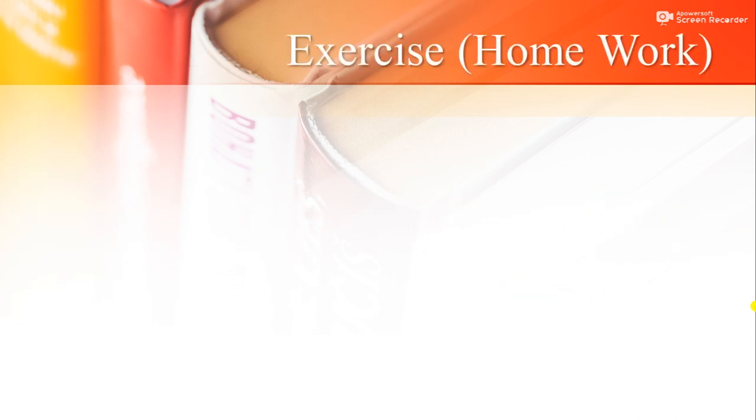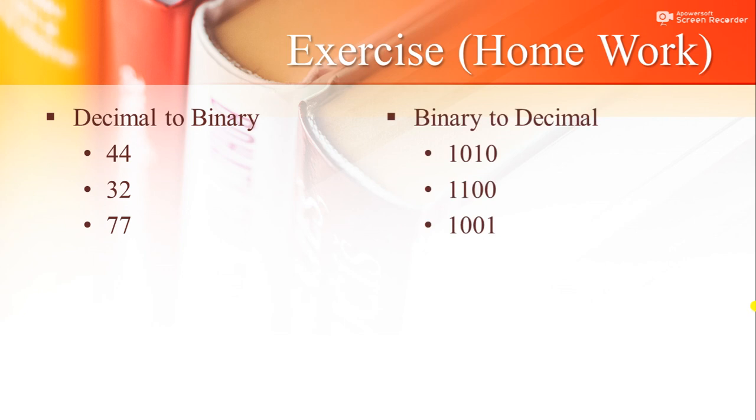So students, I hope you understood how to convert decimal to binary and binary to decimal. I am giving some exercises to do as homework. First, decimal to binary: the first is 44, the second is 32, and the third is 77. And for binary to decimal, the first is 1010, the second is 1100, the third is 1001.